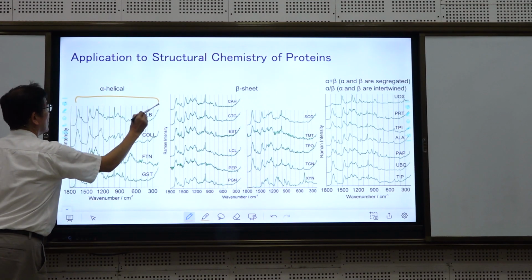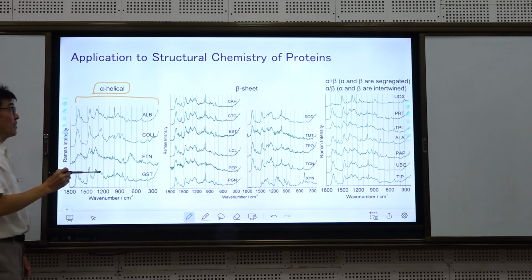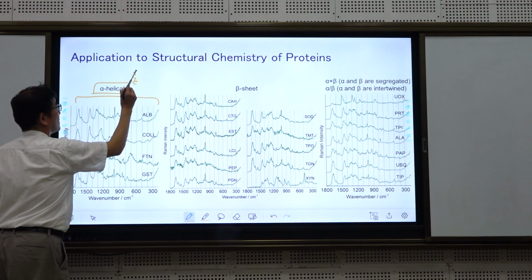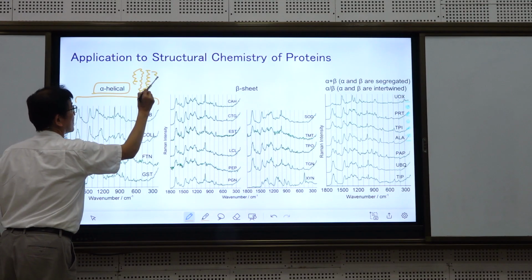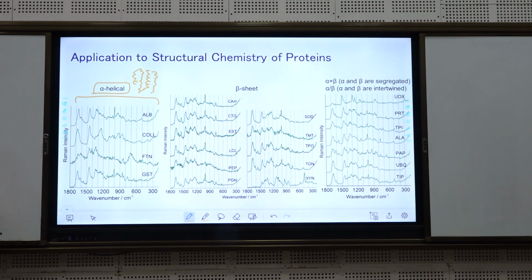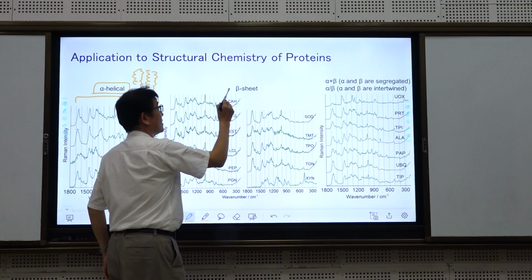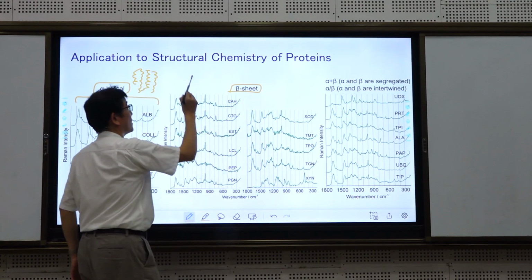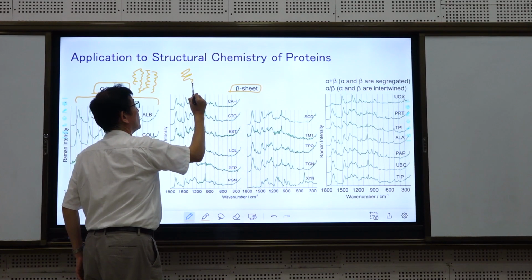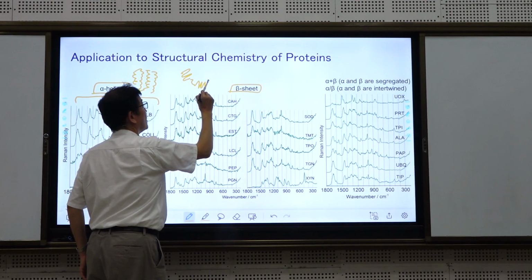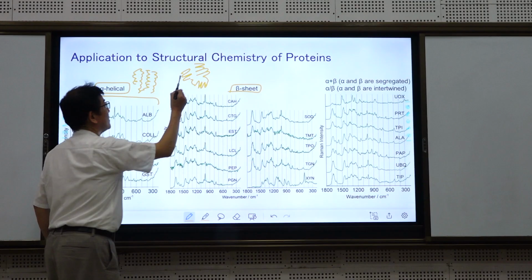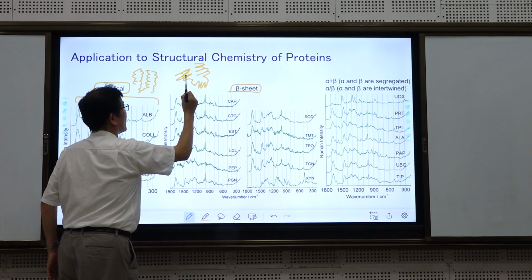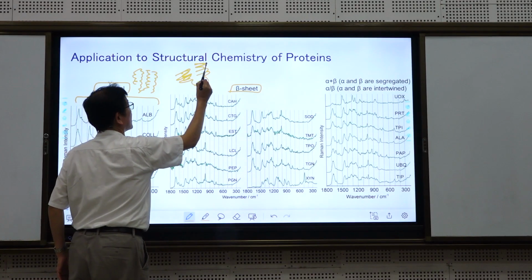This group is alpha helix rich protein. So the structure mainly consists of alpha helix. Then the appearance is something like this. The second group is beta sheet rich protein. This is not correct, but please understand this is the beta sheet, not the helix.